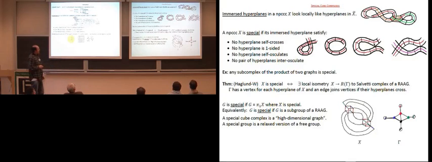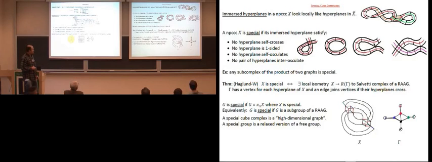So I'm now ready to define what a special cube complex is, and it is a strange definition. A non-positively curved cube complex is special if its immersed hyperplanes have the following four properties. First of all, no hyperplane self-crosses. It doesn't come back and cross itself. So we don't have to worry about immersed hyperplanes anymore. They're actually hyperplanes in the way we defined them earlier. Second, each hyperplane has a product neighborhood. No hyperplane is one-sided. You don't have a Möbius strip, for example.